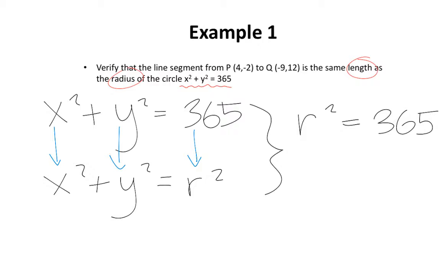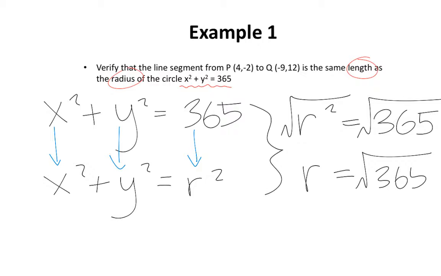Now, to figure out what r is, we need to get rid of this exponent of 2. To do that, we will square root both sides. Square root is the opposite of raised to the exponent of 2. So that exponent of 2 is going to disappear, and you're going to be left with the square root of 365. I'm going to leave it as is for the moment. Now that we've figured out the radius of the circle, let's figure out the length between points P and Q.